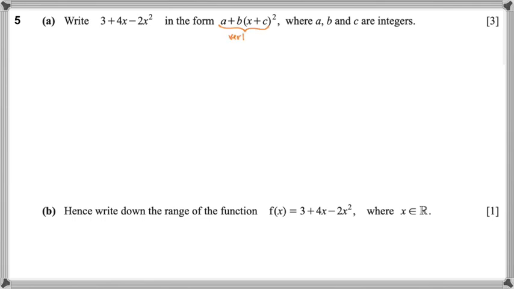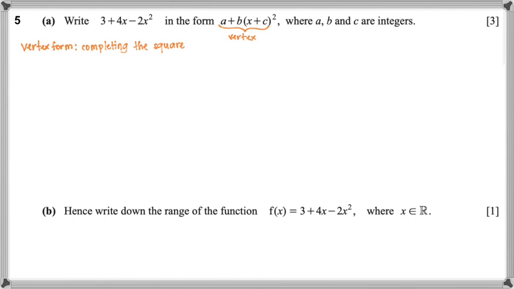When we speak about vertex form, we need to apply our knowledge of the completing the square method. Okay, so we have vertex form, and we need to apply what we know about completing the square. Alright, so let's have the first method.